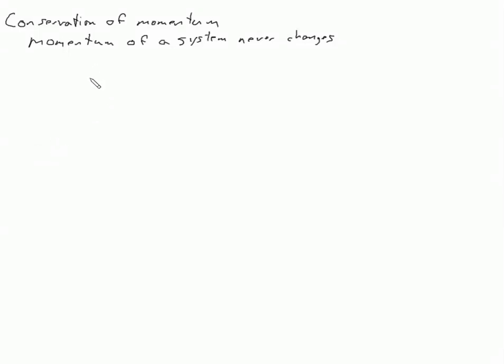Let's continue our look at the conservation of momentum with a different example. Recall, the conservation of momentum just simply means the momentum of a system of objects is never going to change. So let's have a big old cube of clay here, and let's say it has a mass of 60 kilograms.